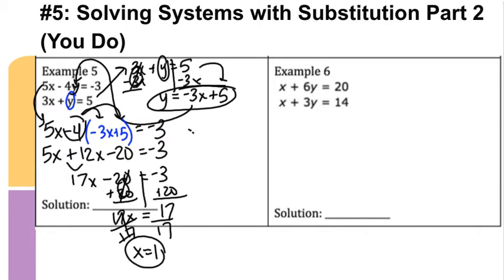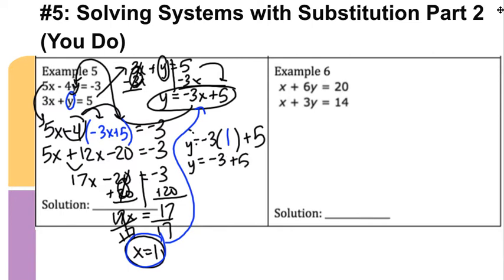Now that I know that x is equal to 1, I can take this value and substitute it in up here. So y is equal to negative 3 parentheses 1, or multiplied by 1 plus 5. So y is equal to negative 3 plus 5. So y is equal to positive 2, meaning that my final solution is 1 comma 2.